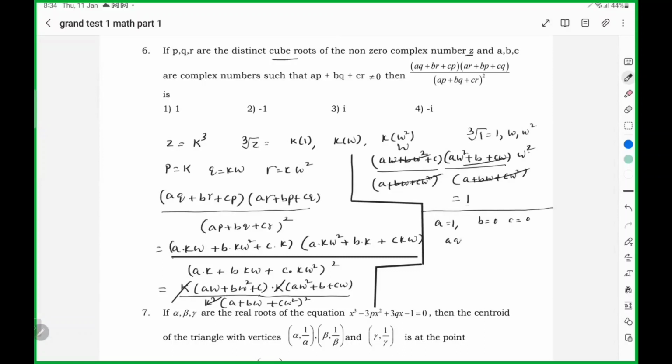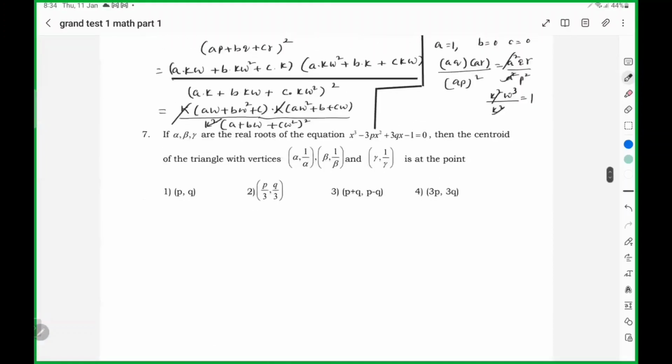Then the leftover is aq into ar by ap whole square. Here QR, this is P, it is Q, it is R. K square omega cube, P square is K square. That way also you can decide the answer.